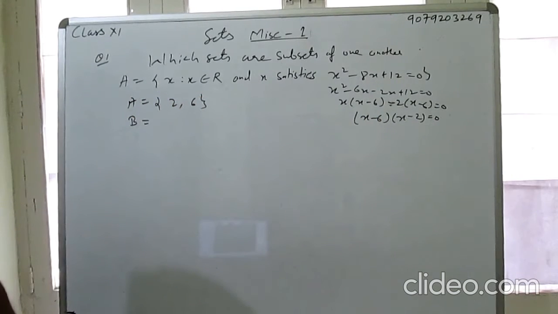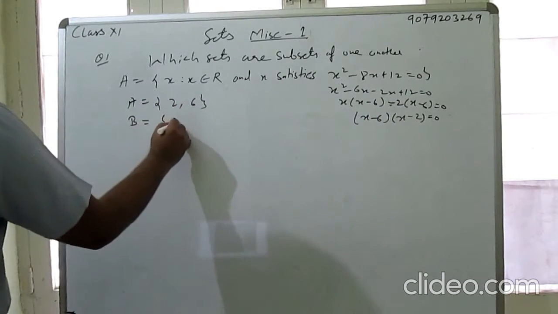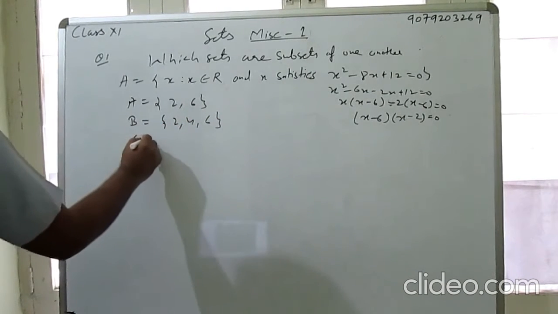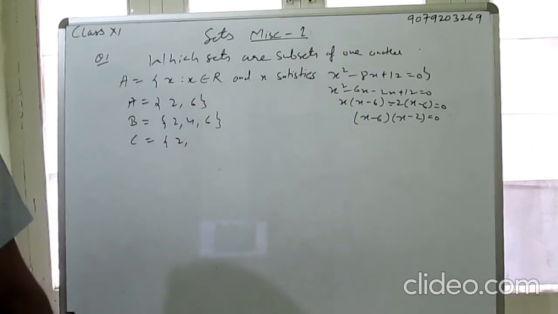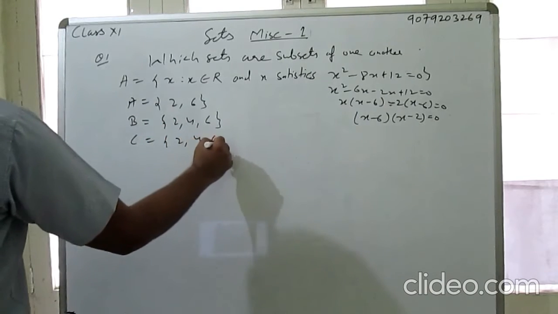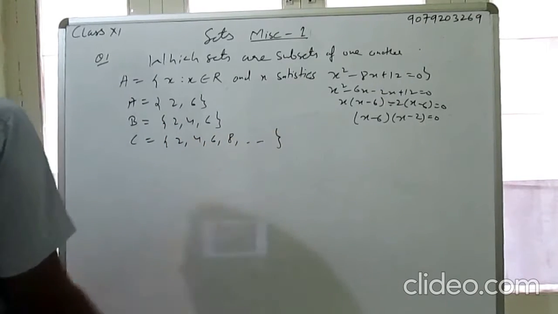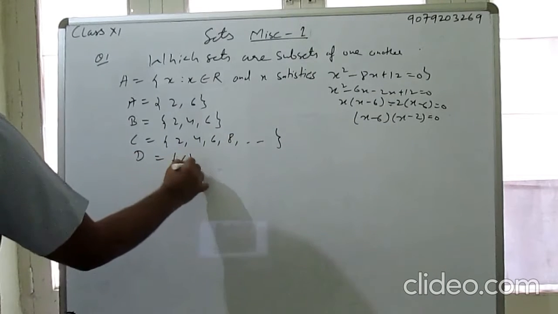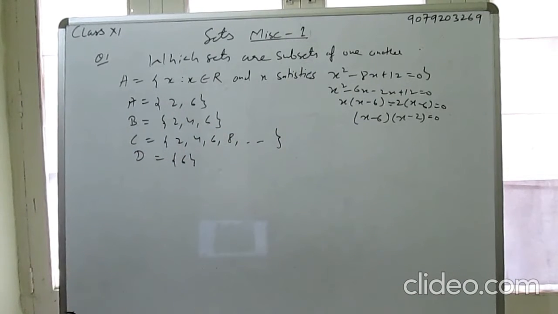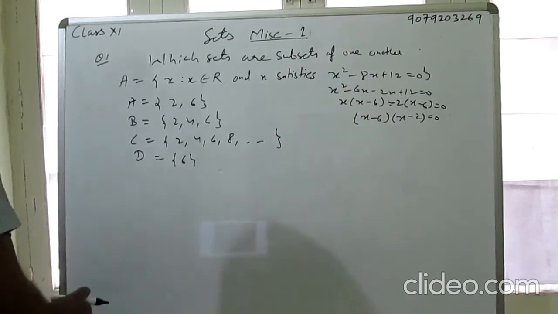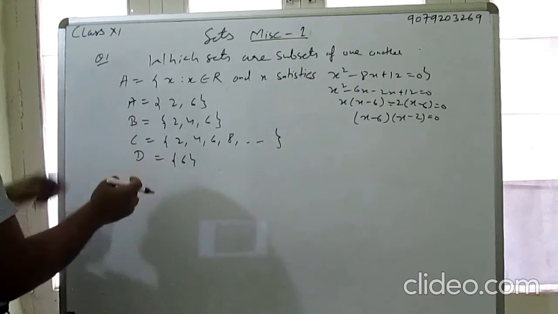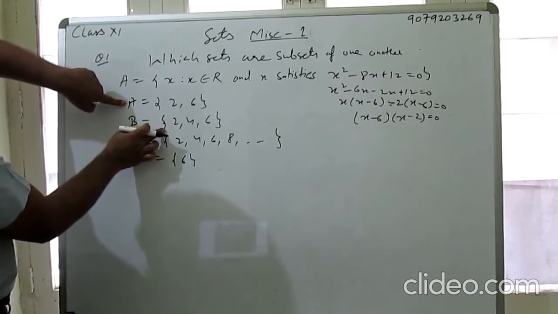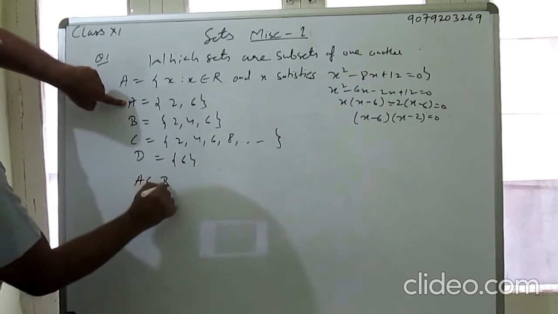Elements of B are given to you: 2, 4, 6. Elements of C are given to you: 2, 4, 6, 8. Elements of D is 6. Now we will check. See here, A B का सबसेट है because elements of A are in the B. सारे elements हैं. A is a subset of B.